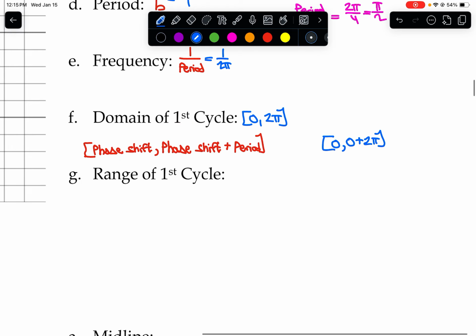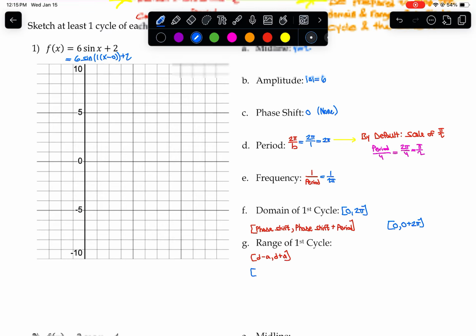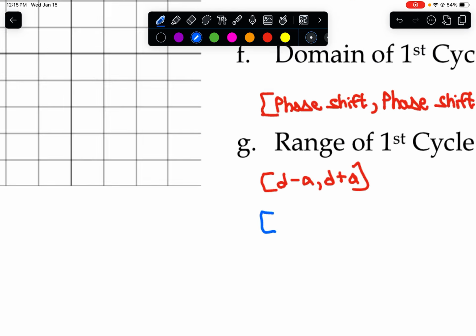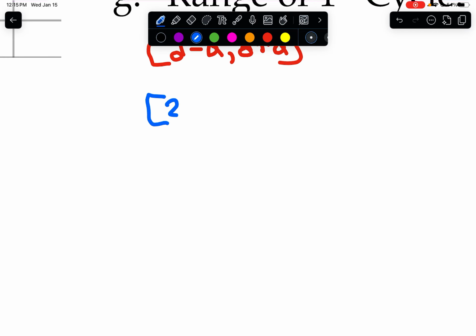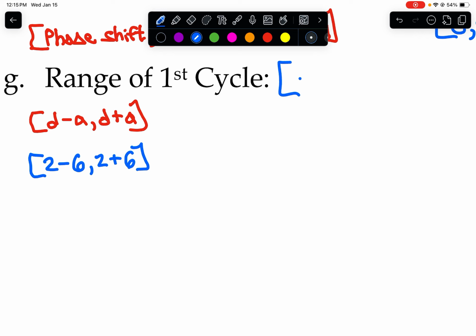All right, and then for the range of the first cycle, I'm going to do the midline minus the amplitude, and then the midline plus the amplitude. So in this case, my midline, which is positive 2, so 2 minus the amplitude of 6, and then 2 plus the amplitude of 6. If I do it this way, that's going to give me a range of -4, 8.